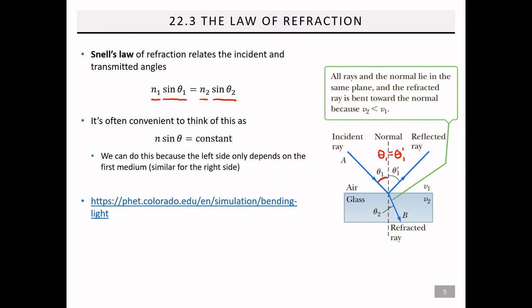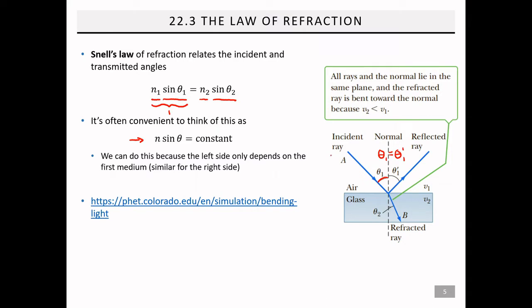Snell's law is an equation for two different mediums, indicated by the 1 and the 2 in the subscripts. But often it's convenient to think of Snell's law as just relating to one medium, and we can do this with the equation n sine theta is equal to constant. You don't really have to know the reason why we can do this, but in case you're interested, it's because the left-hand side of this equation only depends on the first medium.